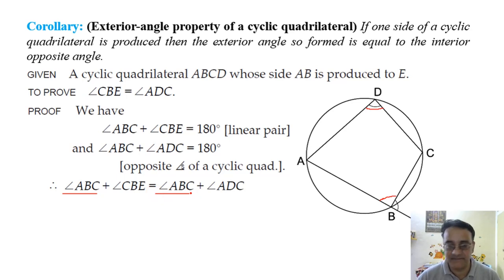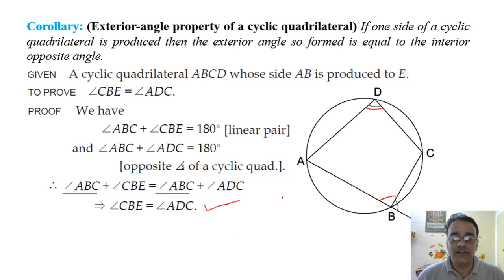So what will you get finally? Angle CBE is equal to angle ADC. This is what we had to prove. Any doubt in this question? No, sir.